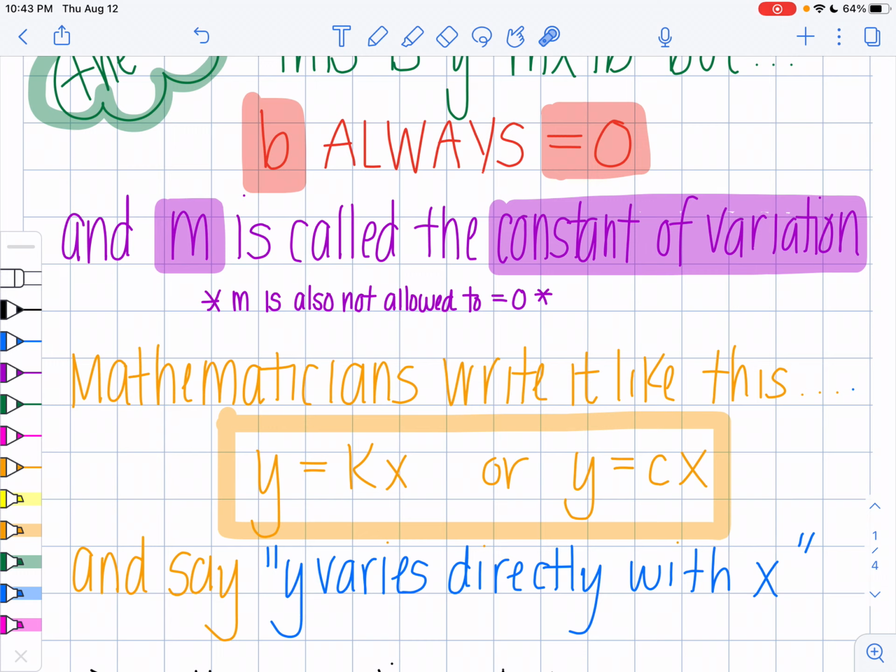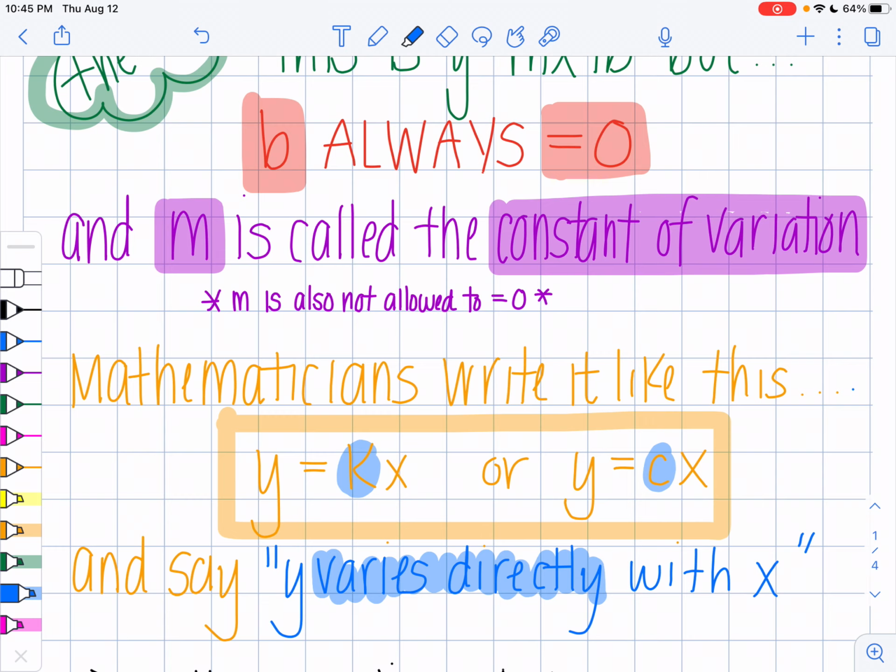Okay, and so when you read this, y equals kx or y equals cx, you say y varies directly with x. Notice there's no constant of variation in there. When you see this phrase, varies directly, that implies that you have a constant of variation. That implies that you're going to have a k or a c next to the x. It's going to have some sort of slope.